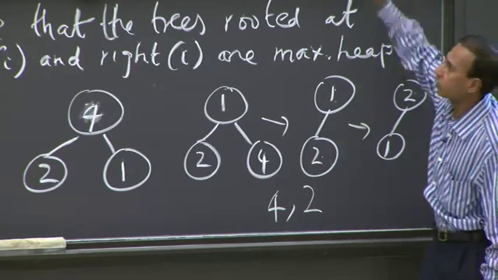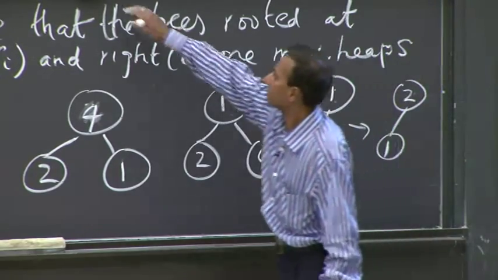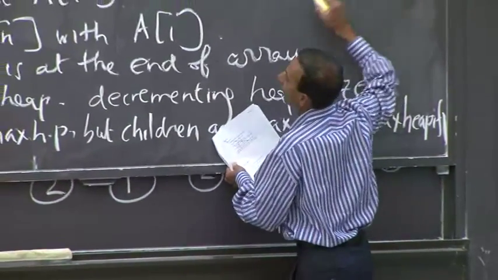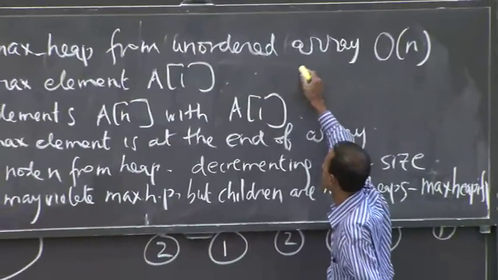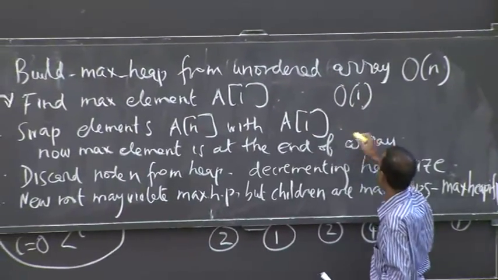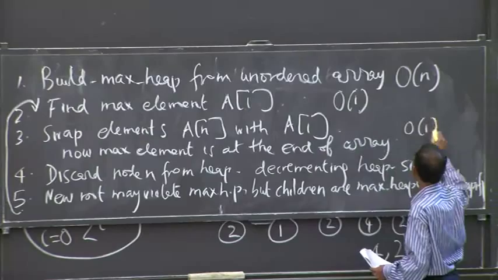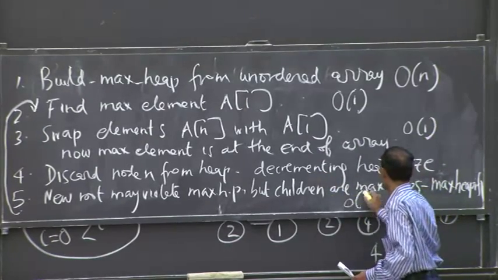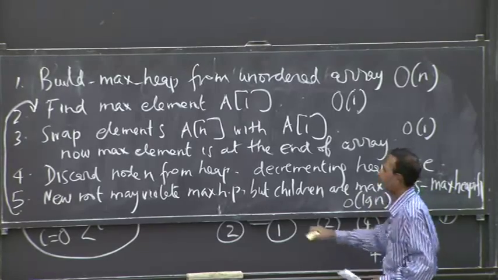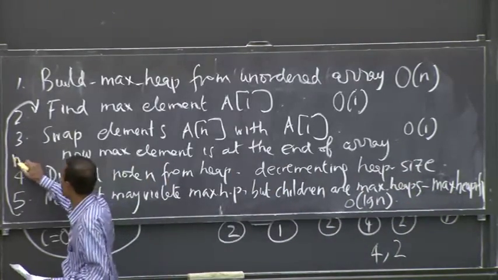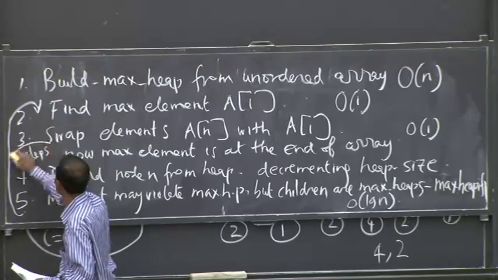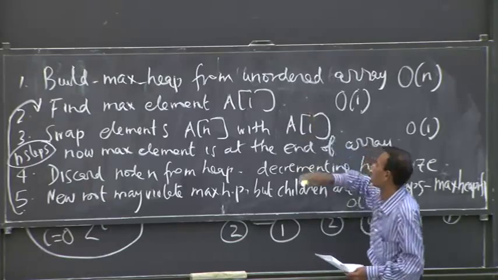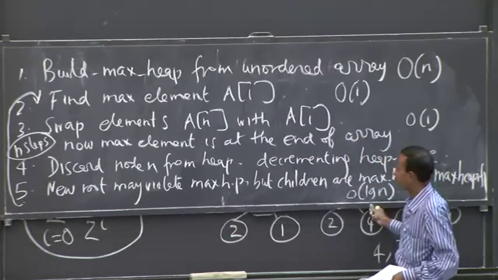So this whole thing takes order n log n time, because even though build max heap is order n, finding the max element is constant time. Swapping the elements is constant time, but running max-heapify is order log n time, and you have n steps. So you have an order n log n algorithm, but the first step was order n, which is what we spent a bunch of time on.